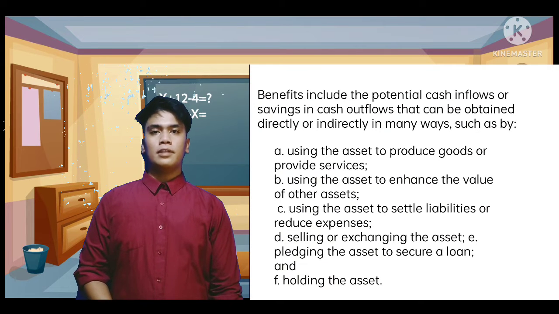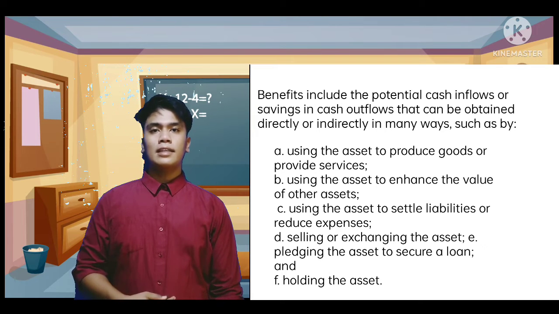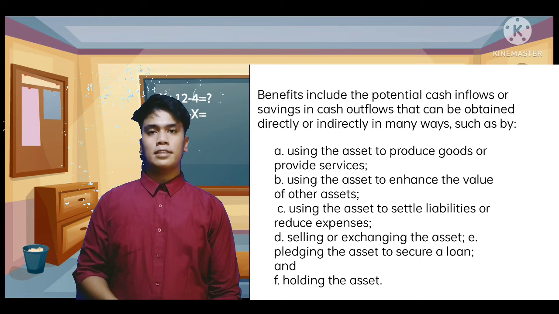Benefits include the potential cash inflows or savings in cash outflows that can be obtained directly or indirectly in many ways, such as by: A. Using the asset to produce goods or provide service. B. Using the asset to enhance the value of other assets. C. Using the asset to settle liabilities or reduce expenses. D. Selling or exchanging the asset. E. Pledging the asset to secure a loan. And F. Holding the asset.